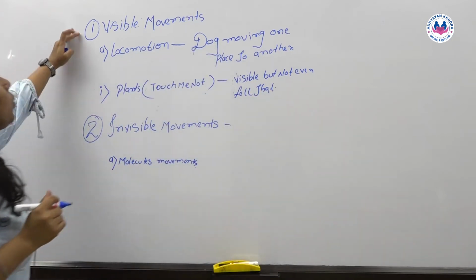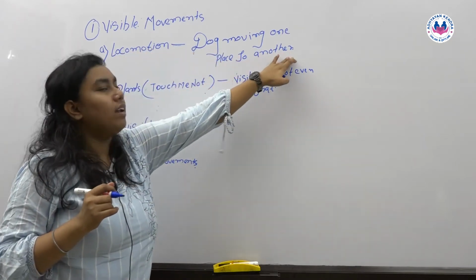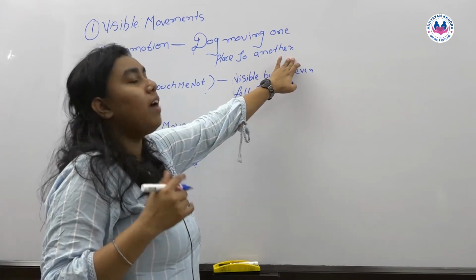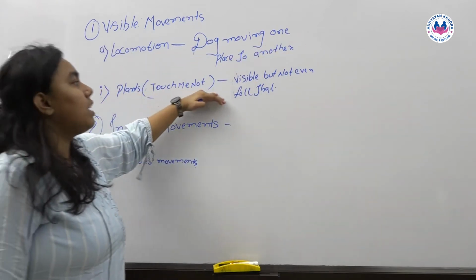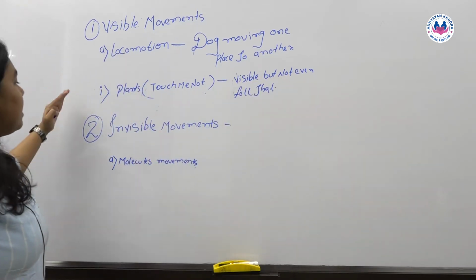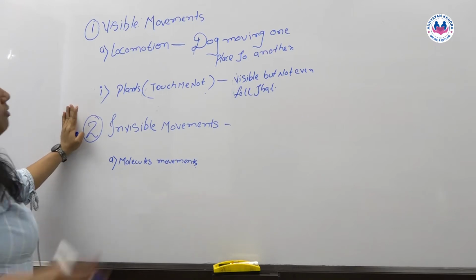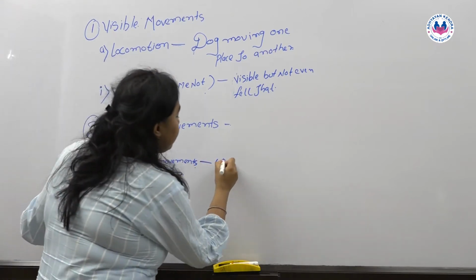So there are two examples of visible movement: locomotion, a dog or an animal or a plant moving from one place to another, which we can feel; and the plant touch me not, which we can't feel but we can see. The second topic is invisible movement, like molecule movements, like in water.